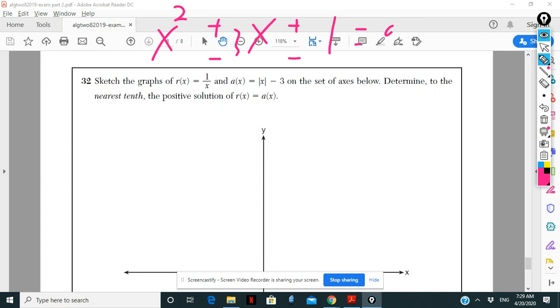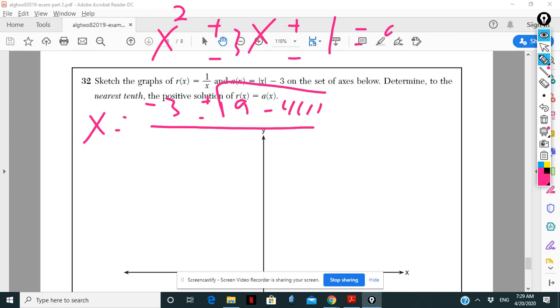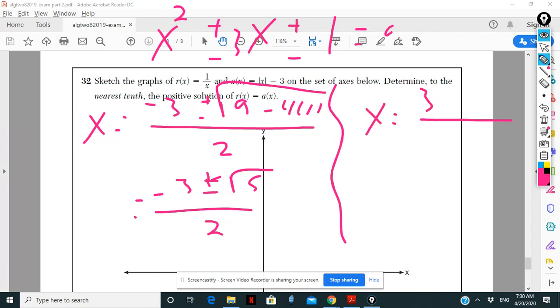Now I'm going to use the quadratic formula. So x equal to negative b, so negative 3 plus or minus the square root of 9 minus 4 times 1 times negative 1, over 2. And from that it's negative 3 plus or minus radical 5 over 2, and then I can use a calculator. Or x equal to 3 plus or minus the square root of 9 minus 4 times 1 times negative 1, over 2, and from that 3 plus or minus the square root of 13 over 2, and I can use a calculator.